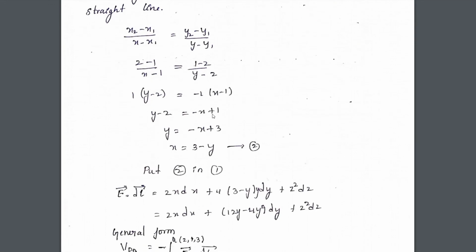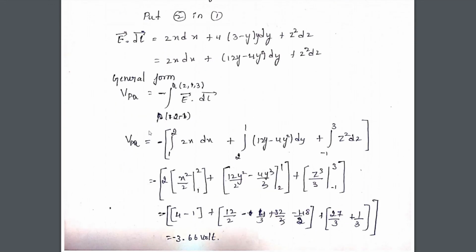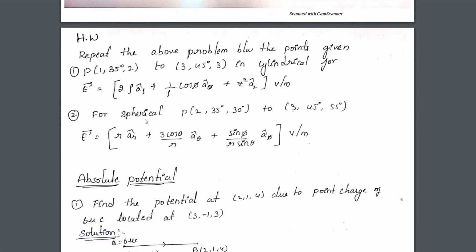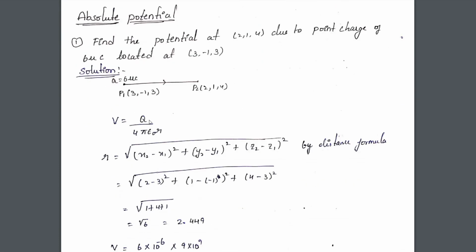And next one is absolute potential. In absolute potential, they have given that you need to find the potential at 2, 1, 4 due to a point charge of 6 microcoulomb located at 3, minus 1, 3.